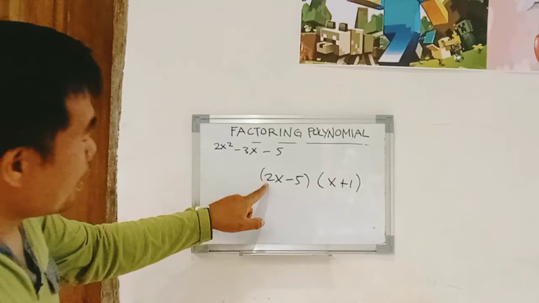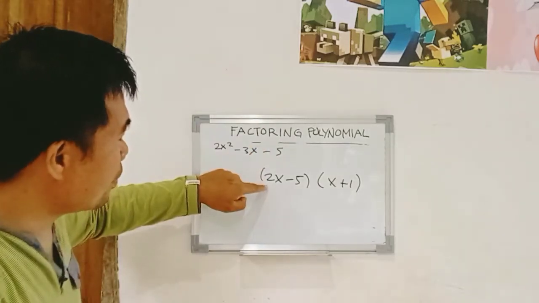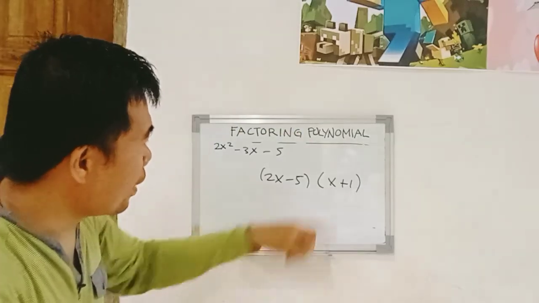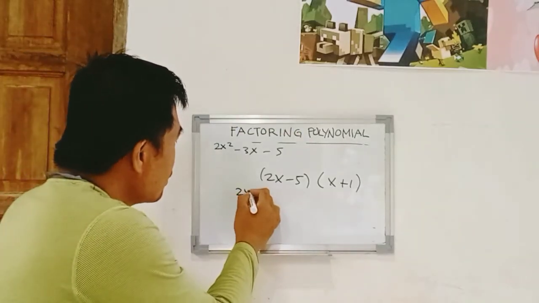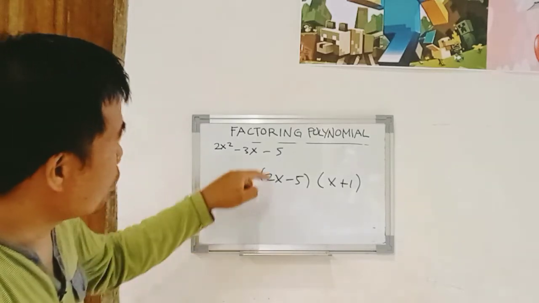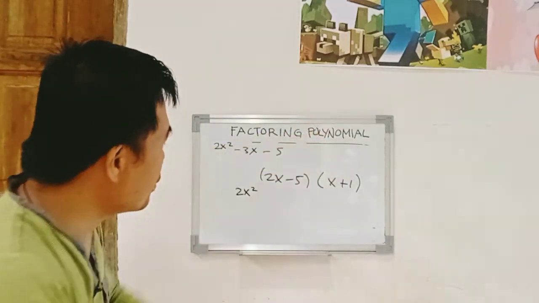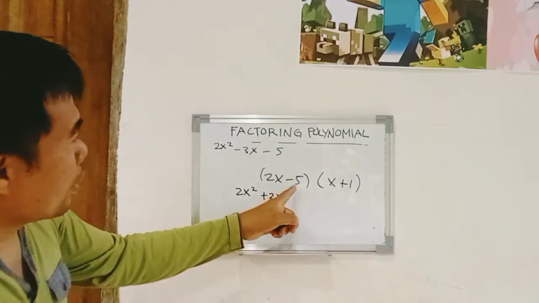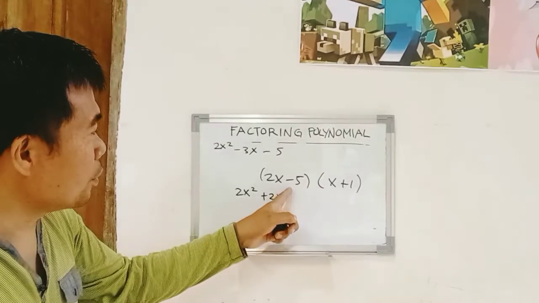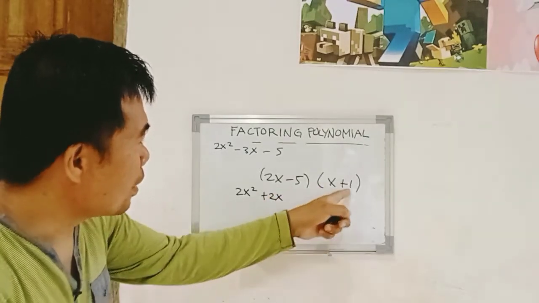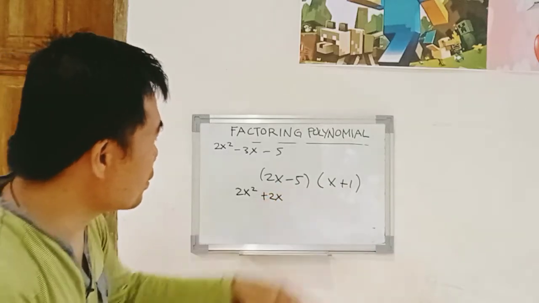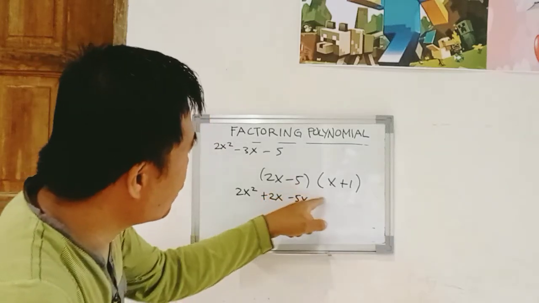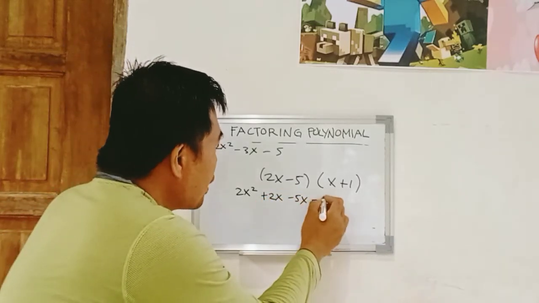Okay, first step, we have to multiply the first term here to the first term here. So 2x times x is 2x squared. Then 2x times 1 is 2x. So next step is we have to multiply the second term here to the first term, then the last term. So negative 5 times x is negative 5x. Then negative 5 times 1 is negative 5.